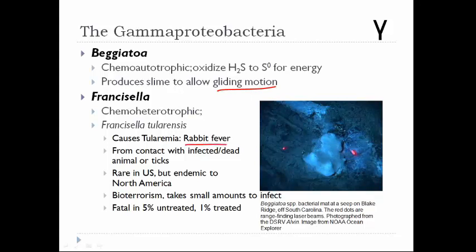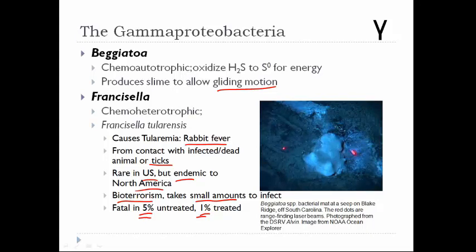tularensis causes rabbit fever. You can get this by messing with a rabbit that scratches you from the wild, or a dead rabbit. You can also get it from ticks. When you end up with this, it causes a rash and a fever. It's rare in the U.S., but it is endemic to North America, so it is around. It's very interesting that it's thought to be a good bioterrorism prospect because it takes a very small amount to infect. And it's fatal in 5% of the people who are untreated, 1% treated.